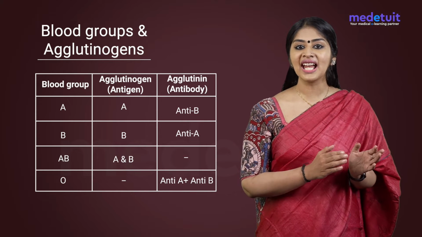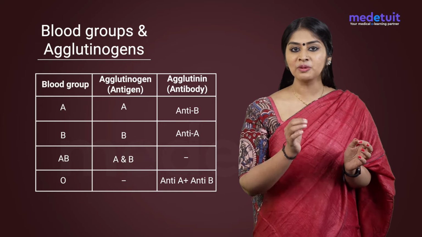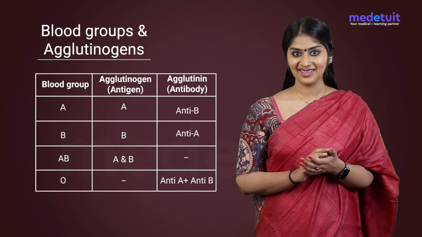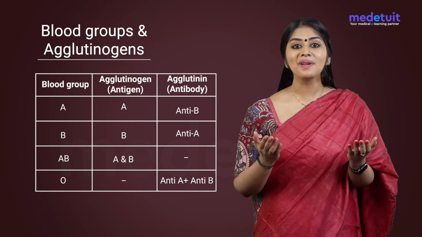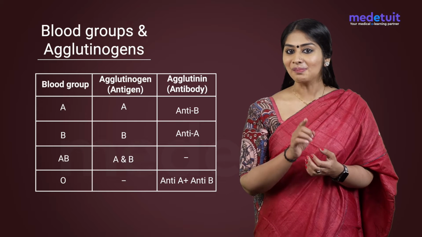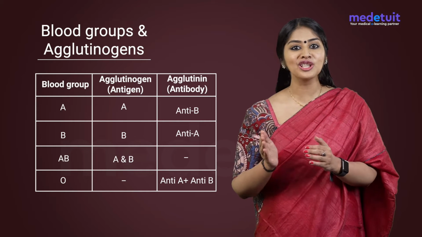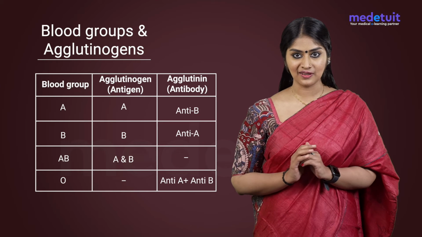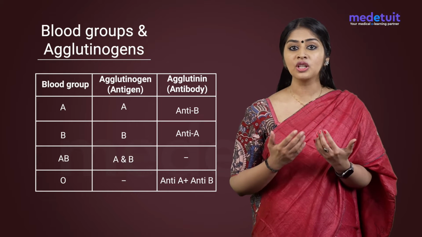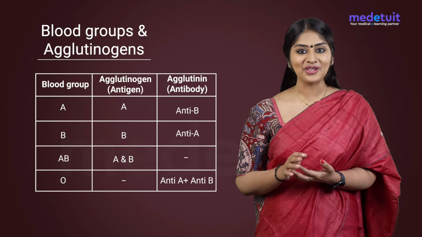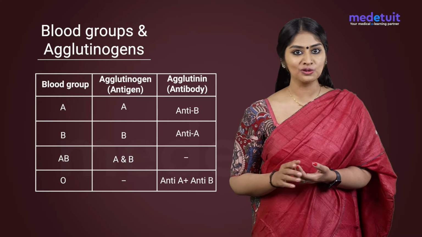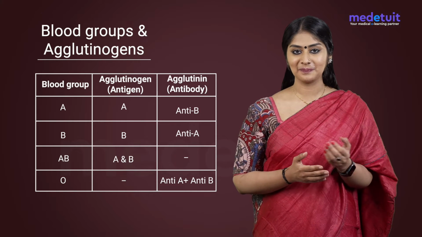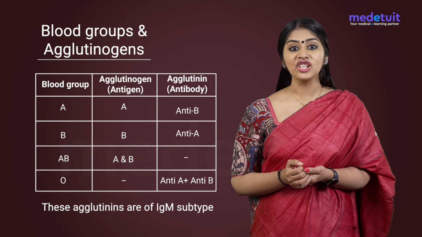Whereas if a person has the B blood group, their RBCs will possess B agglutinogen while the plasma will have the agglutinin A. So what will happen in blood group AB? You're right, the RBC will possess both A and B agglutinogens while the plasma will have neither A nor B agglutinins. And in persons with the O blood group, the RBC will possess, yes, neither A nor B agglutinogens while the plasma will have both agglutinin A and agglutinin B. And these agglutinins are of IgM subtype.